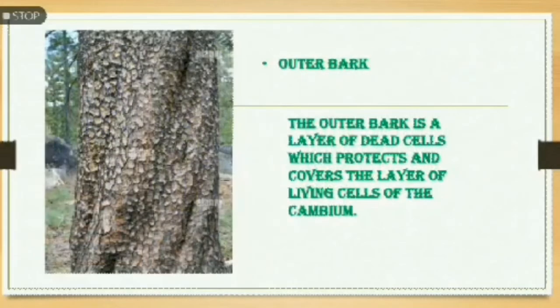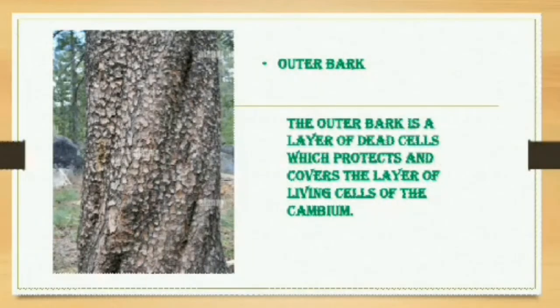Outer bark. The outer bark is a layer of dead cells which protects and covers the layer of living cells of the cambium. Bark is a tree's natural armor and protects it from external threats. Bark also has several physical functions.